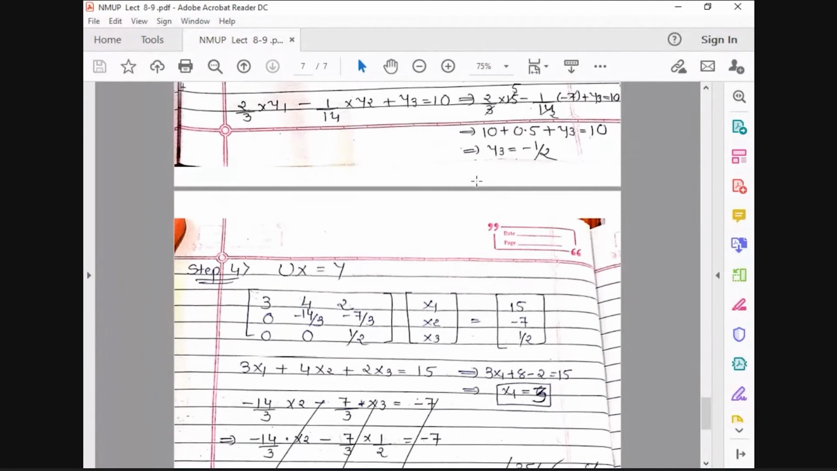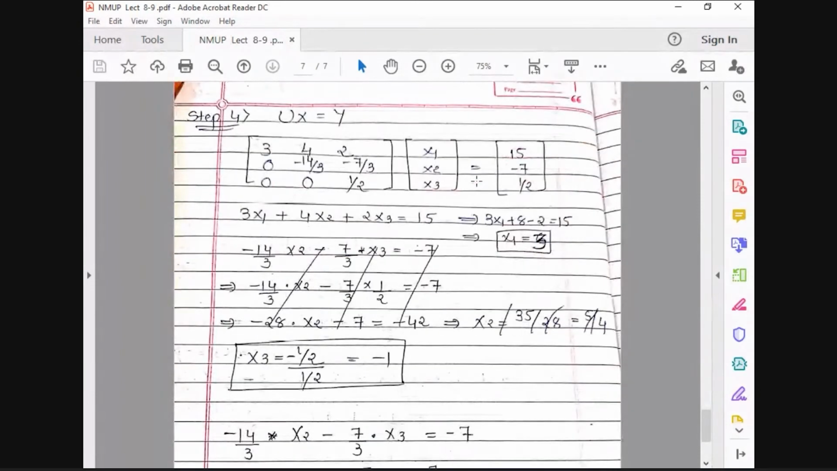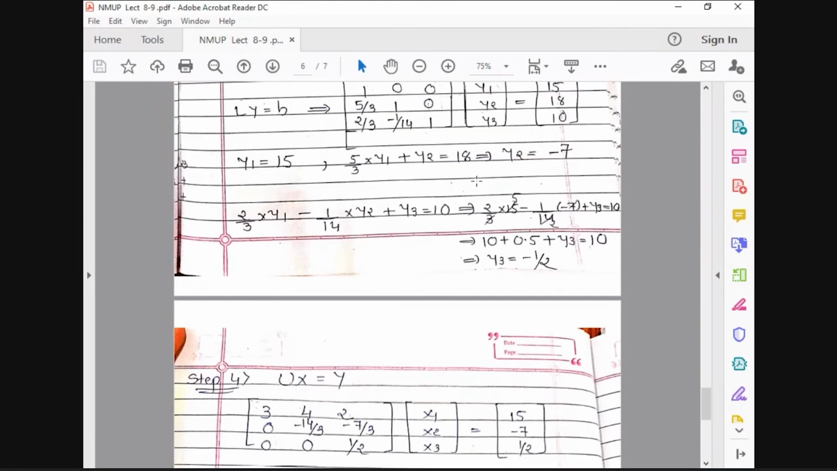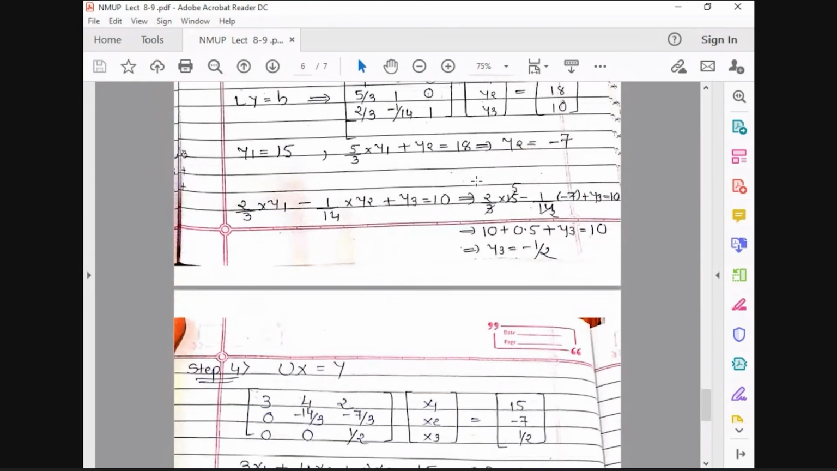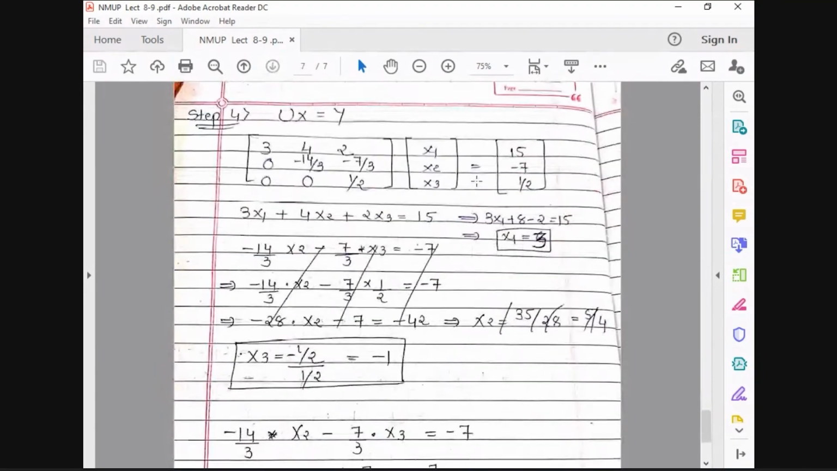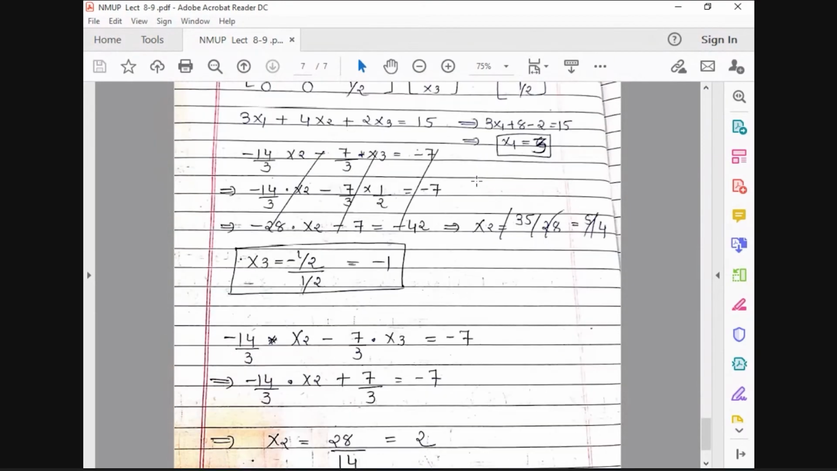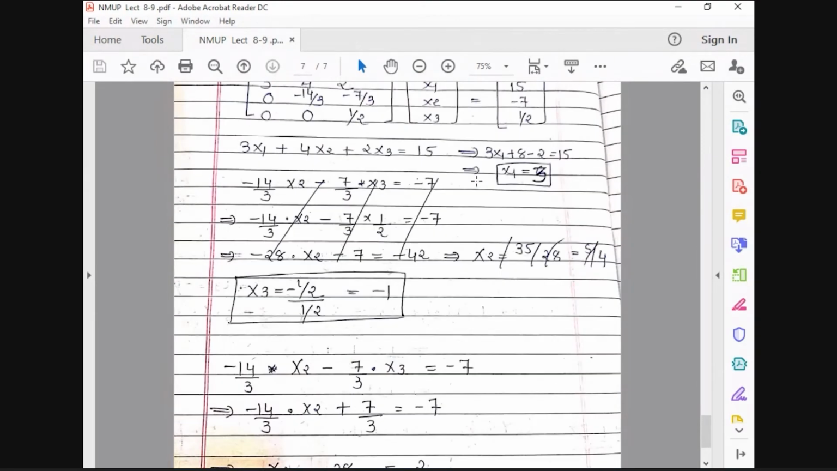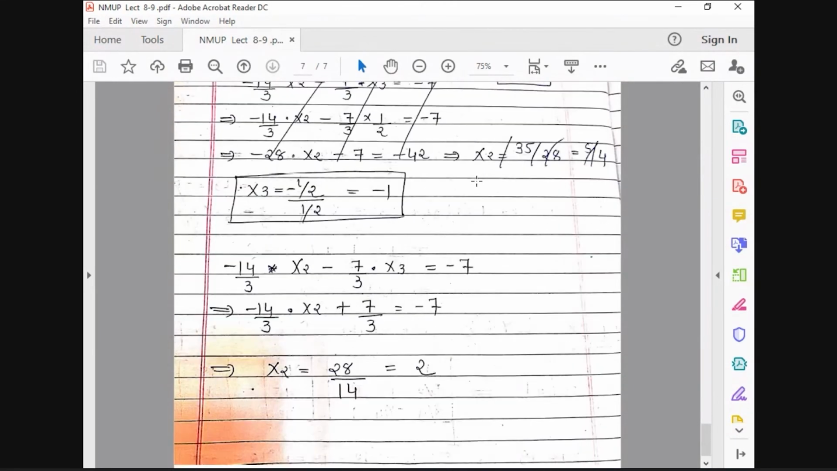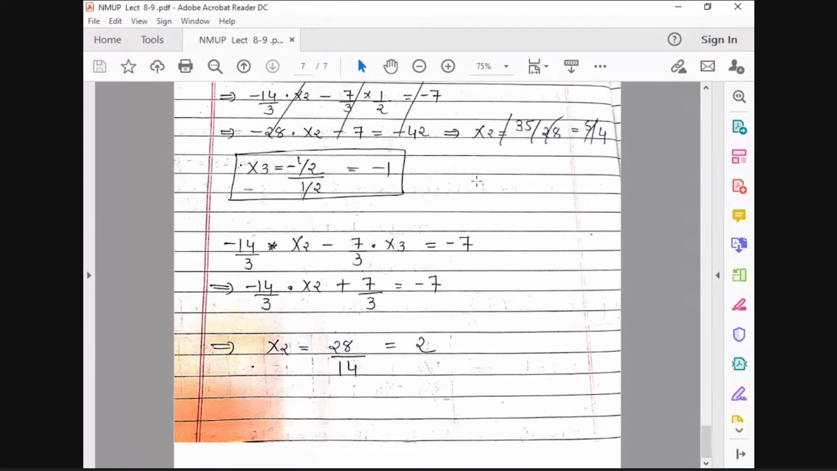Now I have to follow the fourth step. In the fourth step, which equation do I have to take? Ux is equal to y. Over here, I take the upper triangular matrix, multiply it with the x coefficients, and use the values of y, 15, minus 7 and 1/2, that we got from the previous step. Again doing the same procedure to calculate the values of x1, x2 and x3, by this simple mathematical operation I got x1 is equal to 3, x3 is equal to minus 1 and x2 is equal to 2.